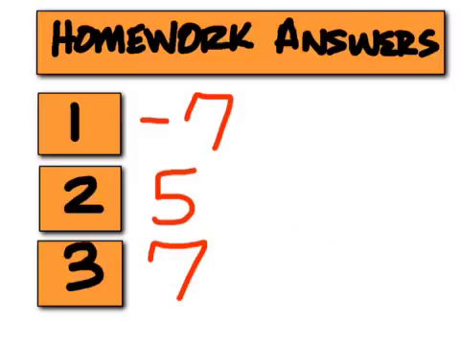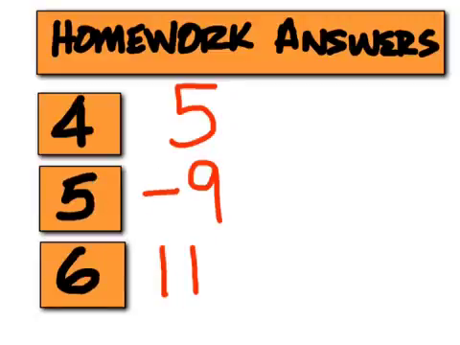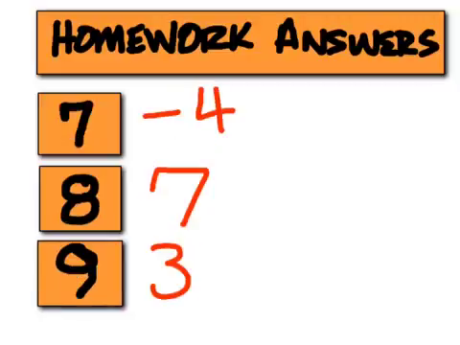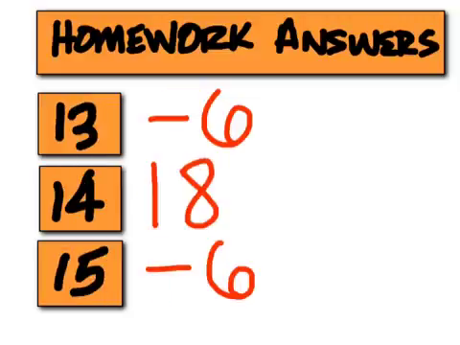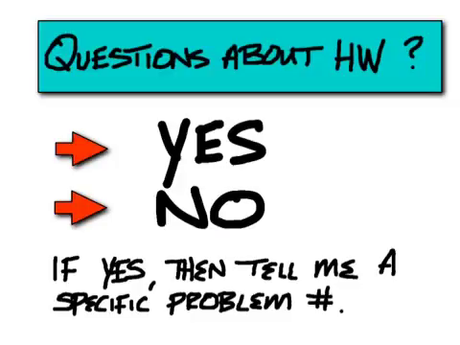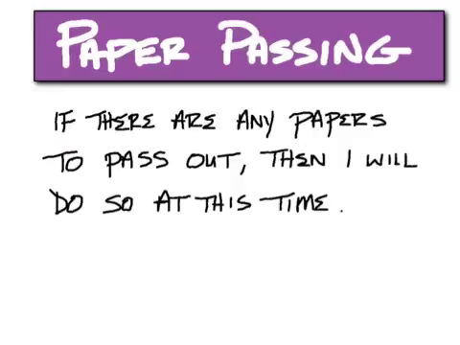Alright, answers for 1 through 3 are -7, 5, and 7. Answers for 4 through 6 are 5, -9, and 11. Answers for 7 through 9 are -4, 7, and 3. Answers are 0, -2, and 15. Answers are -6, 18, and -6. Any questions on the homework? No papers to pass out today.